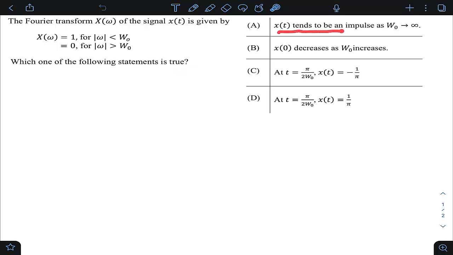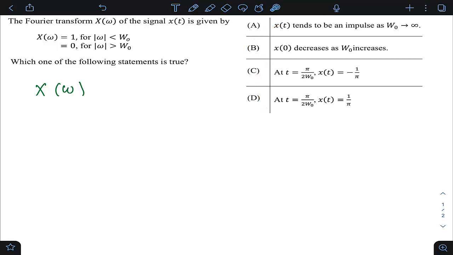x of t tends to be an impulse as omega naught tends to infinity. x of t decreases as omega naught increases. At t equals pi by 2 omega naught, x of t equals minus 1 by pi. At t equals pi by 2 omega naught, x of t equals 1 by pi. First of all, we have a frequency domain function X of omega. From this X of omega, we first have to get the time domain function x of t. Once we have x of t, we can easily decide which options are correct and which are wrong.